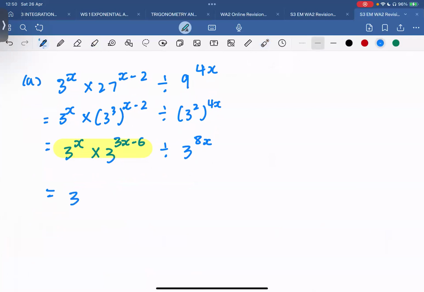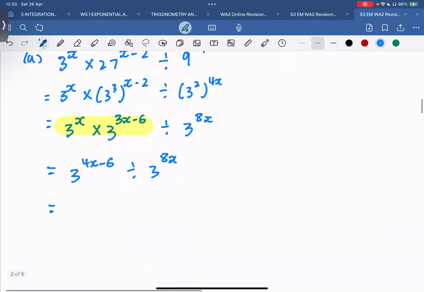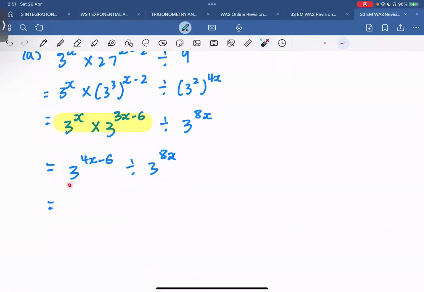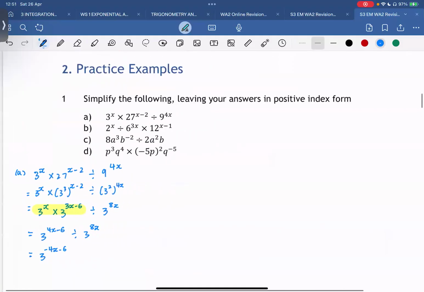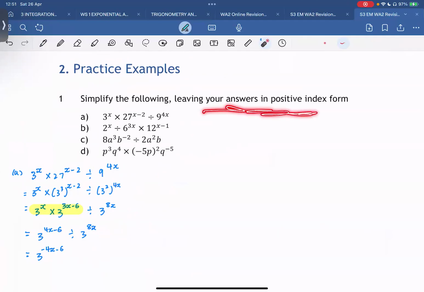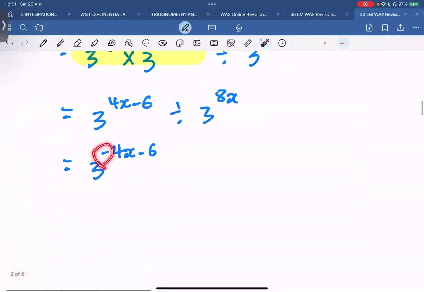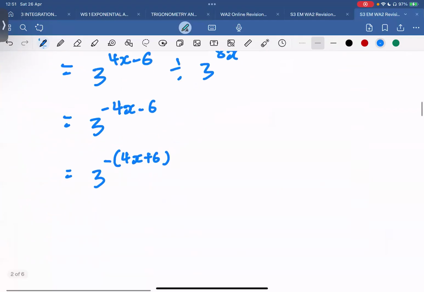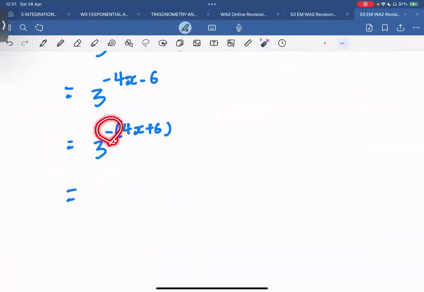So this will give us 3 to the power of 4x minus 6 divided by 3 to the power of 8x. And lastly, same base, divide, so the powers will subtract. So this will be power negative 4x minus 6. But don't forget, the question says leaving your answers in positive index form. That means we have to get rid of the negative sign. How we can do that is, I can factorize out the negative in the power. So this will leave us with 4x plus 6. And remember, to get rid of the negative sign, we just need to take the reciprocal. So this will give us the final answer of 3 to the power of 4x plus 6.